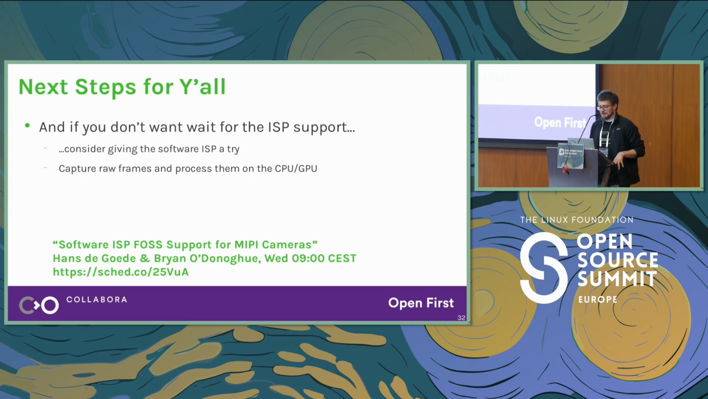Now, for the curious and impatient, if you don't want to wait for the ISP support, there is a software ISP in libcamera, or supposed to be in libcamera soon. They're pretty close to capturing raw frames, and what we need is, of course, some kind of image processor. There is this interesting software ISP that works on the CPU, and I've been told it works on the GPU as well now. Maybe you want to give this a shot. Anyway, if you're interested, make sure to drop by Hans and Brian's talk on Wednesday.